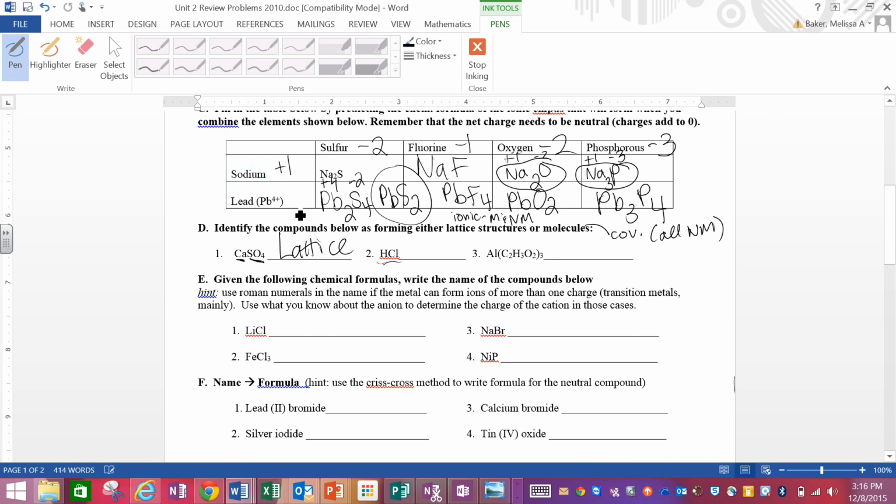Hydrogen's a nonmetal, chlorine's a nonmetal. So this would form a molecule. And the last one, metal and nonmetals, this would form a lattice.